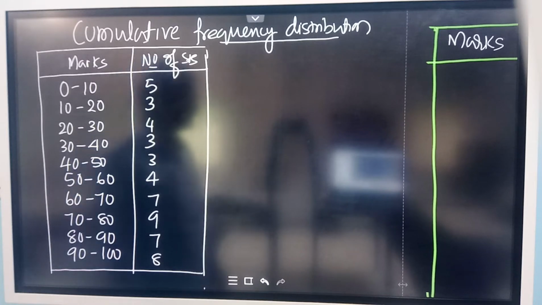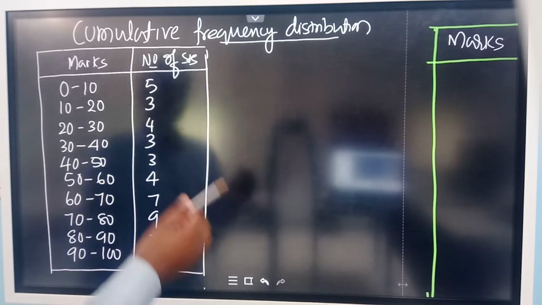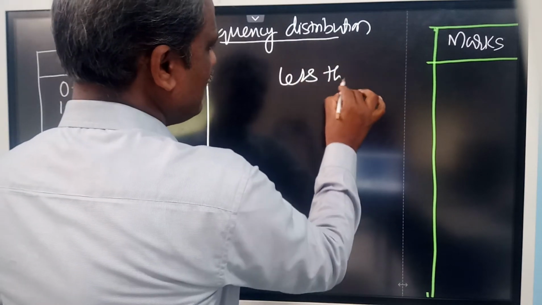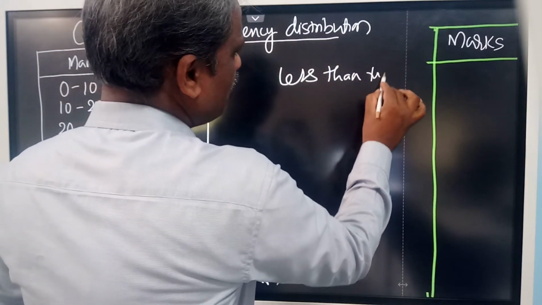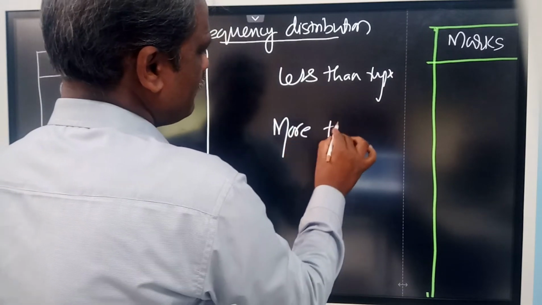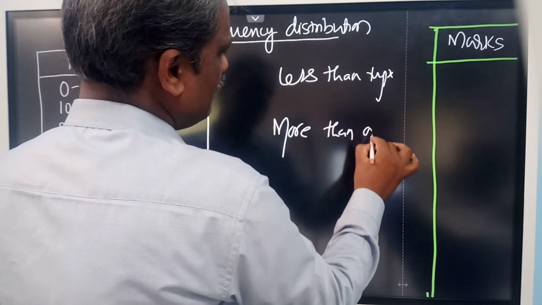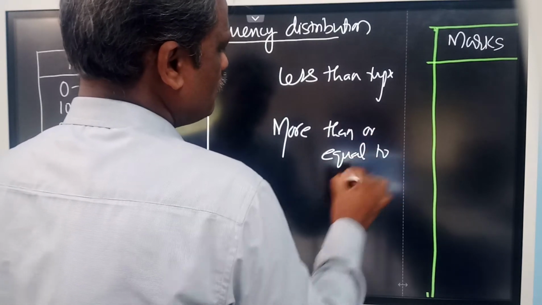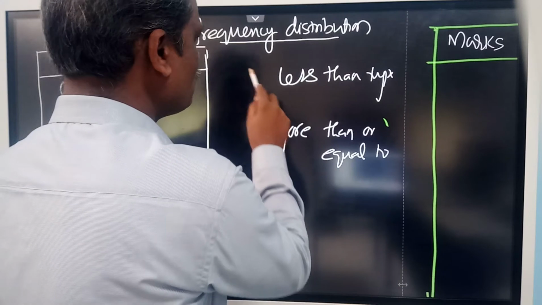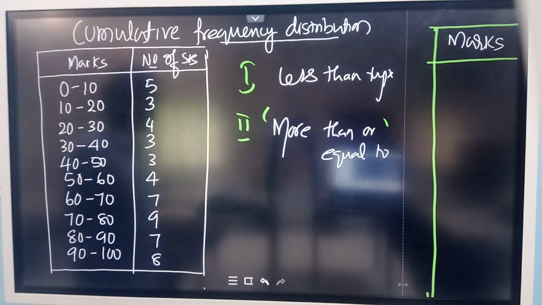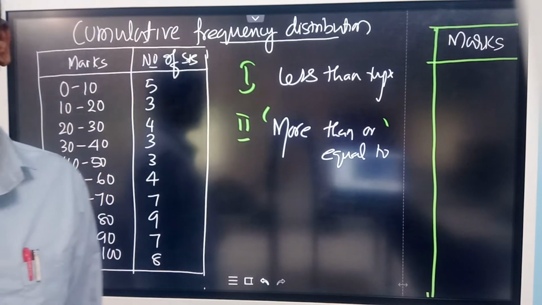We have two types of cumulative frequency. One is called the less than type of cumulative frequency. Another one is the more than type, more than or equal to type. So we have two types: one is less than type, the other one is more than or equal to type. So let us learn the first one.